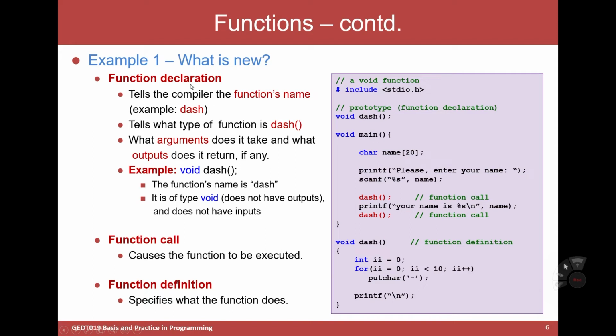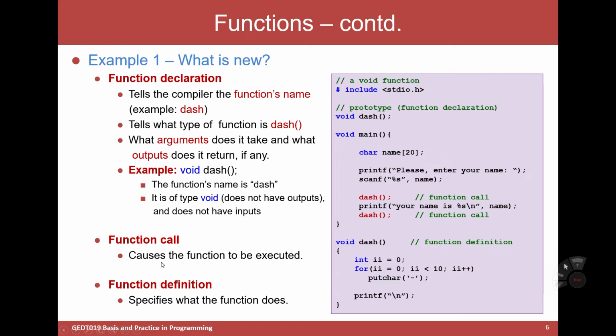So the function declaration or function name is dash, and dash has no arguments here because no argument means no input data, no input. And what's the meaning of void here? Void means this function does not return any value, no output for this function. Void here means no output for this function.